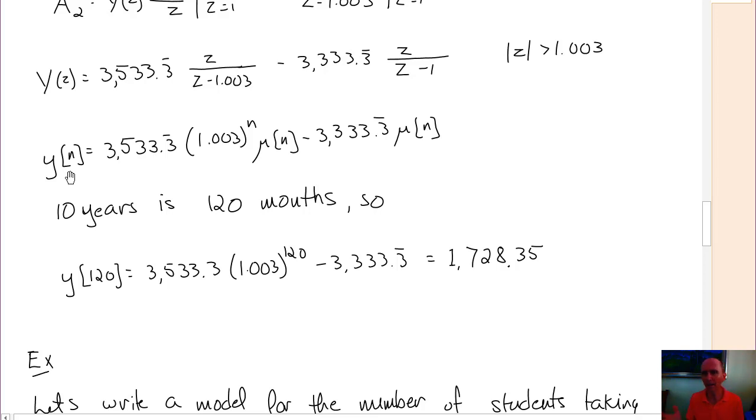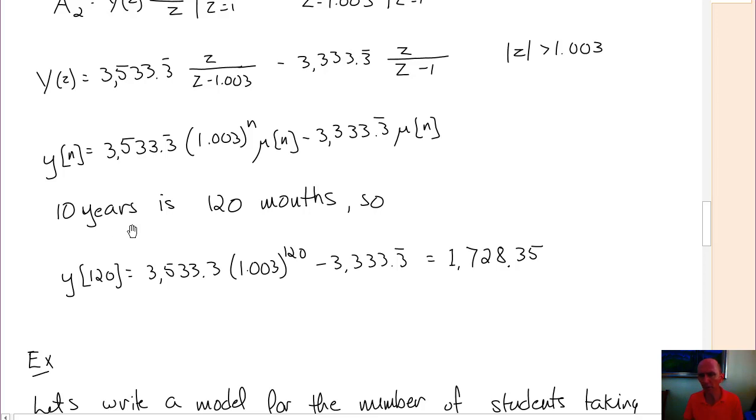Now, this equation, if we look at it, will give us y of n for any n we want. So we can calculate it for month 0, for month 100, for month 1000. Now, we might as well evaluate and make sure this is right. We know that at month 0, we should have $200 in the account. And if we substitute n equal to 0 here, this is going to be 1, this is going to be 1, and so we'd have 3,533 minus 3,333, which will give us $200. So this is correct for at least n equal to 0.